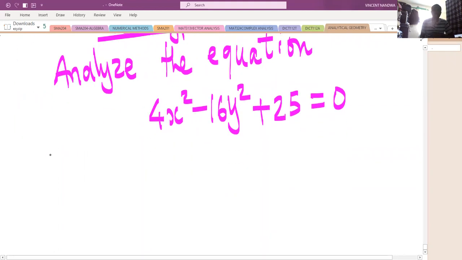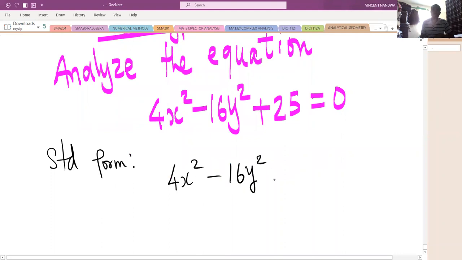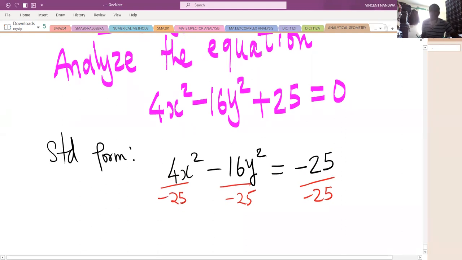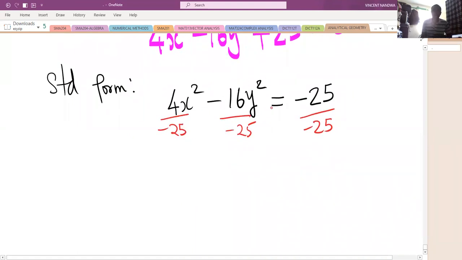The first thing we have to do is transform the equation into standard form. So we'll start by saying 4x squared minus 16y squared equals negative 25. But remember, the standard form dictates that the right-hand side should be 1. So we divide each term by minus 25. By doing this, the y term now becomes positive. So we'll have 16 over 25 y squared minus 4 over 25 x squared equals 1.